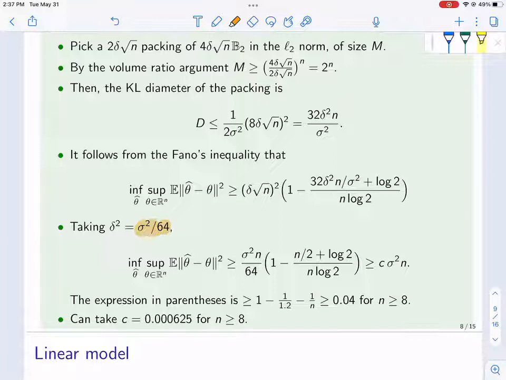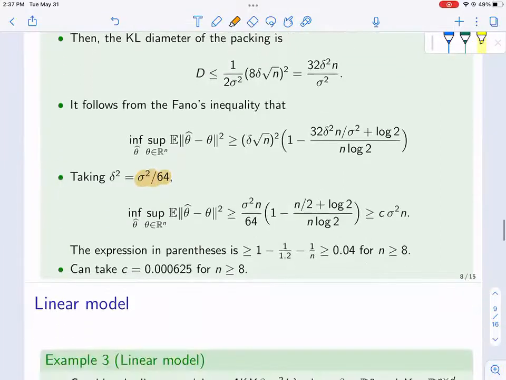1 over 2 log 2 would be 1.2 minus 1 over n. For n bigger than 8, this whole thing is going to be bigger than 0.04, let's say, if I haven't made any mistakes. So for n bigger than or equal to 8, this is going to be bigger than sigma squared times n times 1 over 64 times 0.04, which is this number.